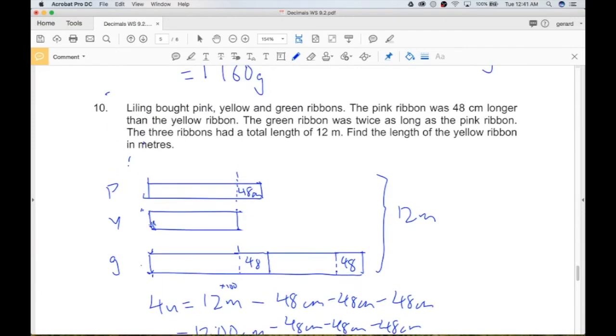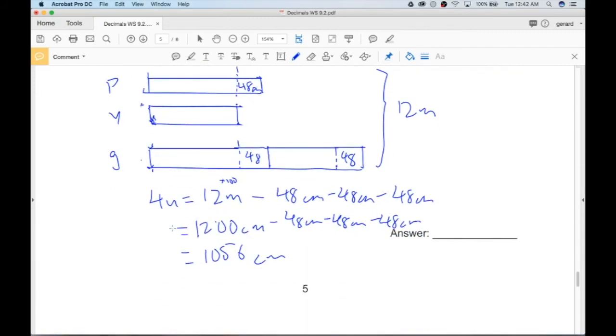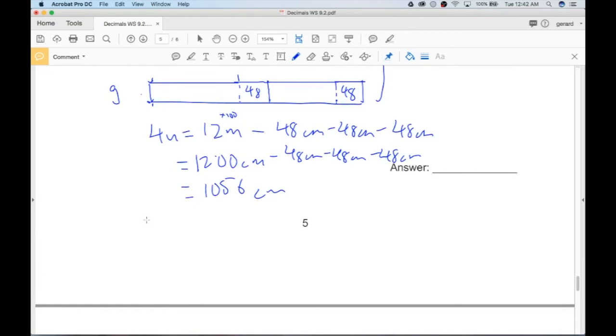Now what does the question want? Find the length of the yellow ribbon. This is the yellow ribbon. So to find the length of the yellow ribbon, we have to find what's 1 unit. 1056 cm divided by 4, you get 264 cm.